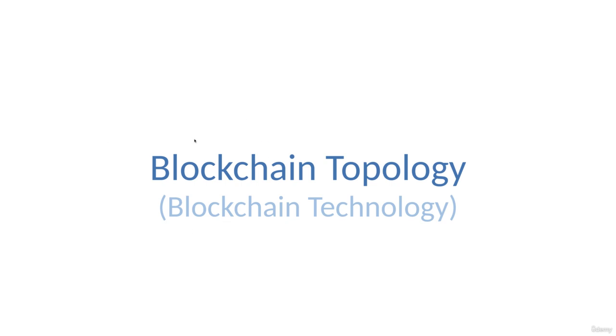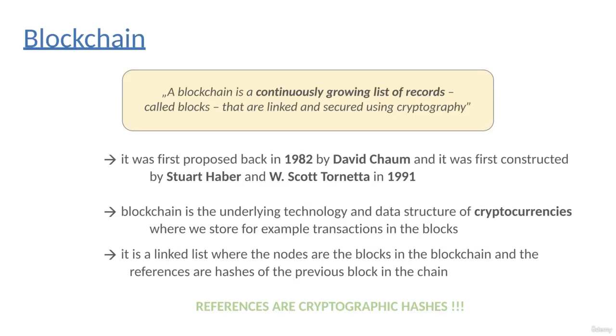In the previous lecture, we have been talking about the motivation behind blockchain technology, and in this lecture, we are going to talk about how to represent blockchains. Okay, so first of all, a blockchain is a continuously growing list of records. These are the so-called blocks that are linked and secured using cryptography. It was first proposed back in 1982, and it was first constructed in 1991.